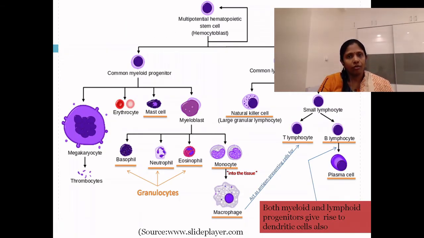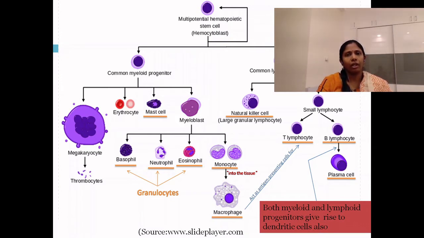So, this is a flow chart which shows us a description and a list of all the cells that arise from a hematopoietic stem cell, which is also called a hemocytoblast. The first generation of cells that arise from the HSC are the common myeloid progenitor and the common lymphoid progenitor cells. The common lymphoid progenitor gives rise to two types of cells, namely the natural killer cells and smaller lymphocytes.